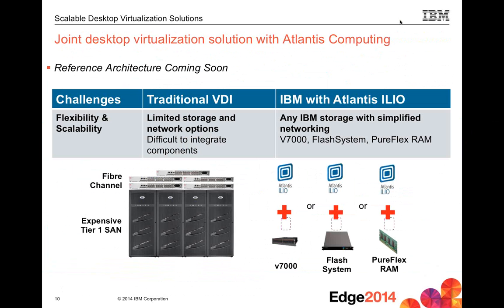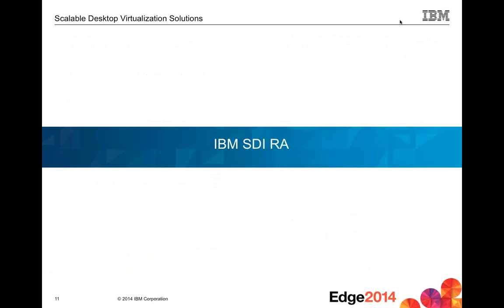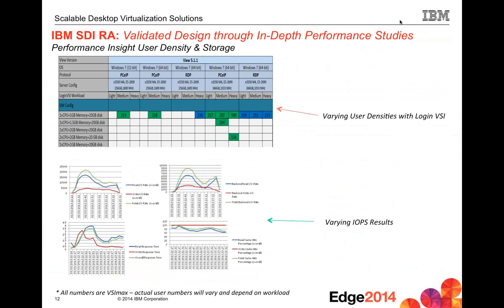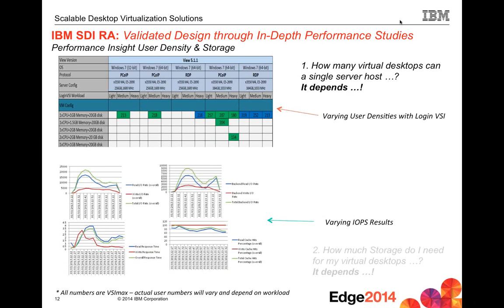So as we move on, I'm going to share a couple of pieces of data from our Smart Cloud Desktop Infrastructure, or SDI, reference architecture. Because one of the things that we wanted to find out is how do the user densities vary? How many virtual desktops can a single server host? And it depends. How much storage do I need for my virtual desktops? Again, it depends. Realistically, most customers don't like that.